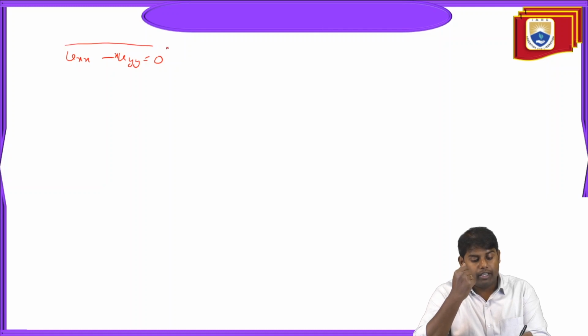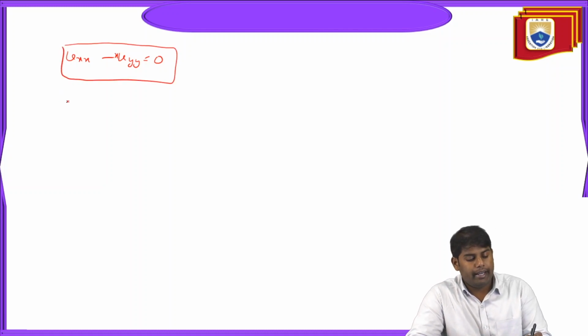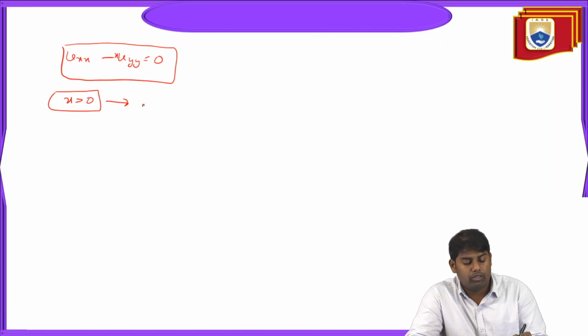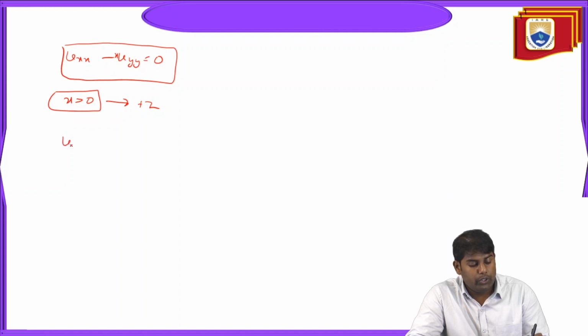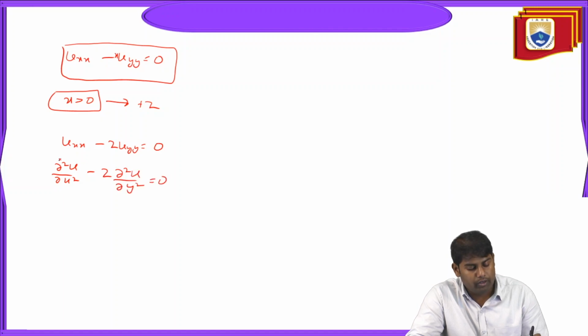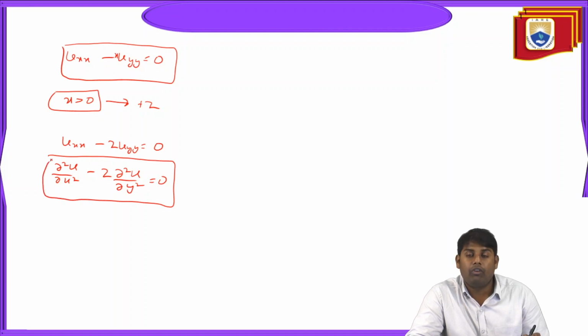Okay, so let's work it out here. Let's take x greater than 0. Let us assume the value of x is 2, so plus 2. Now what happens? u of xx minus 2 u of yy is equal to 0. Then dou square u by dou x square minus 2 into dou square u by dou y square is equal to 0. Okay, so this is what we have.